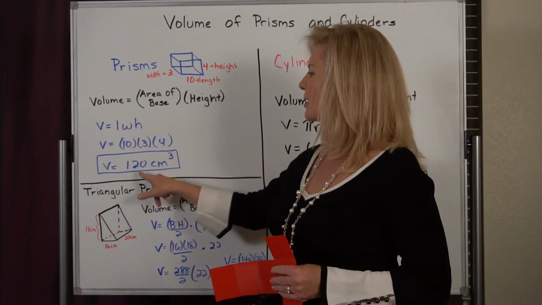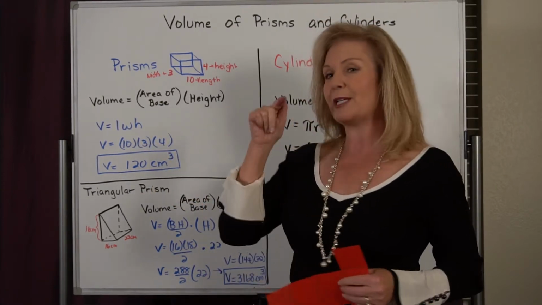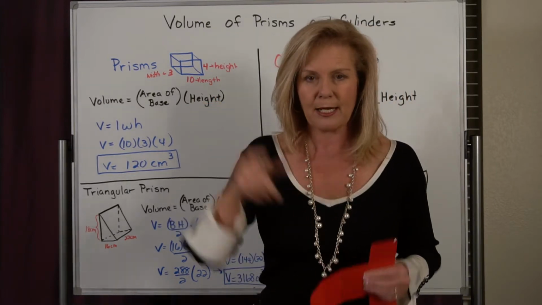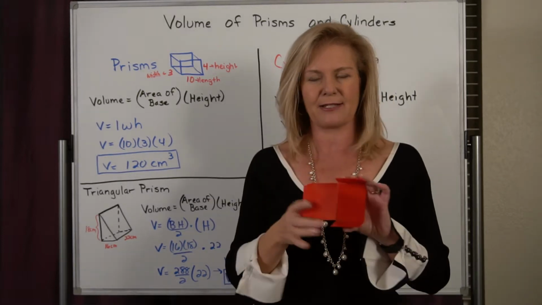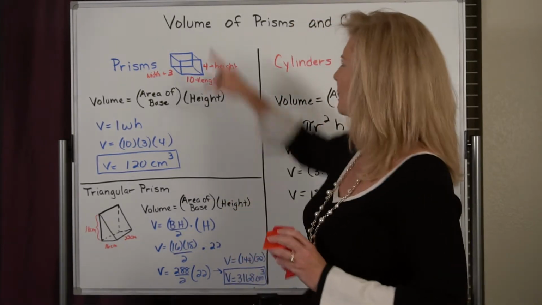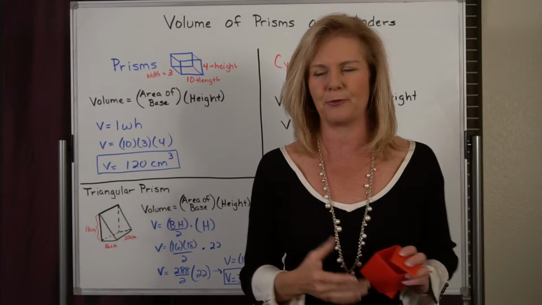10 times 3 times 4 is 120, but we do centimeters cubed because cubed represents the 3 dimensions of the inside of this figure that we're actually solving for. So volume always is going to have units cubed to it.